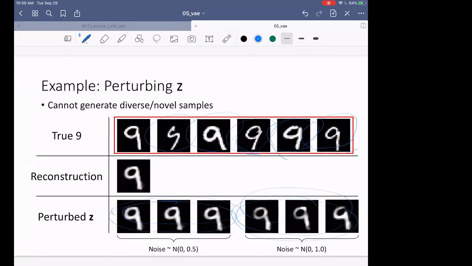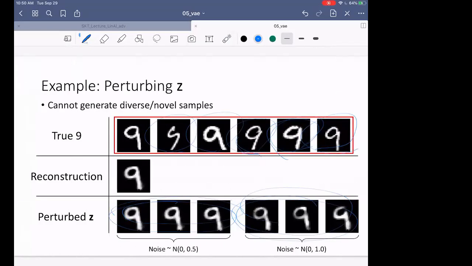I gave you this example to share with you that using some simple trick on your autoencoder is probably not the best way to make it into a generative model. Any questions so far? Nope. Okay, I'm going to move on then.